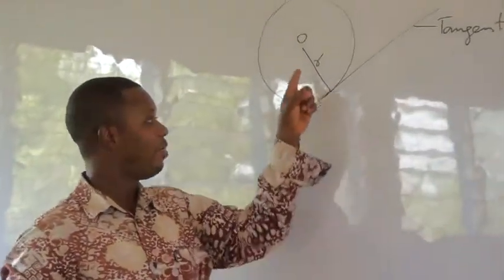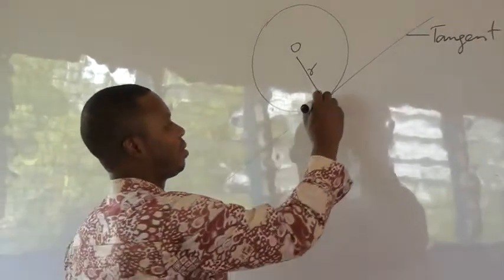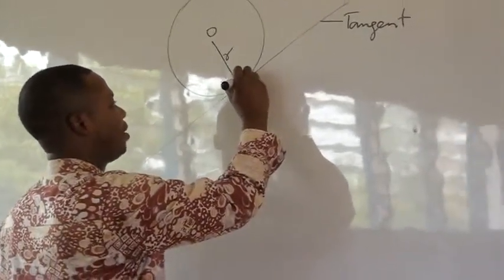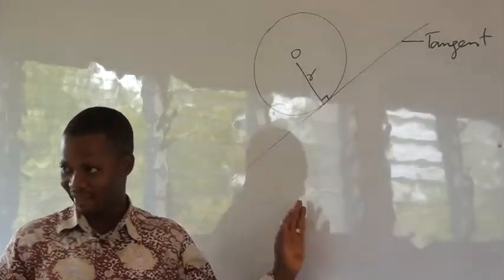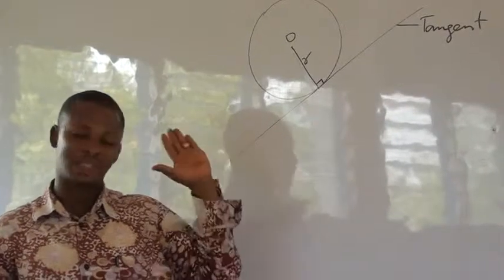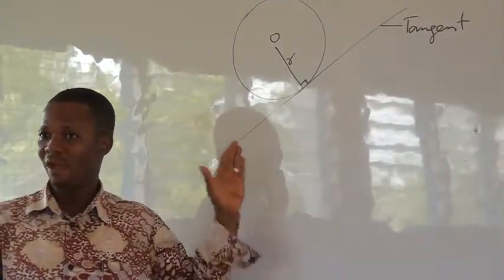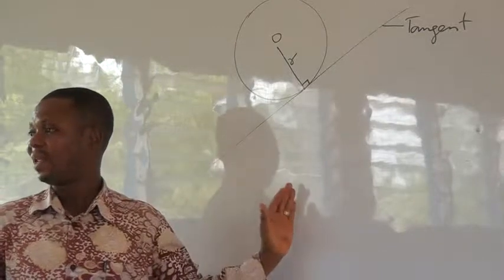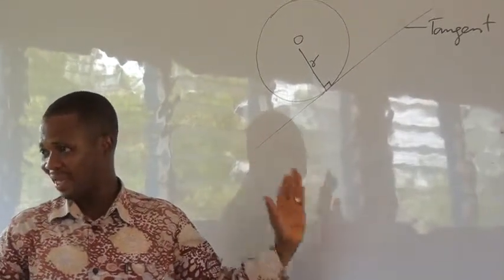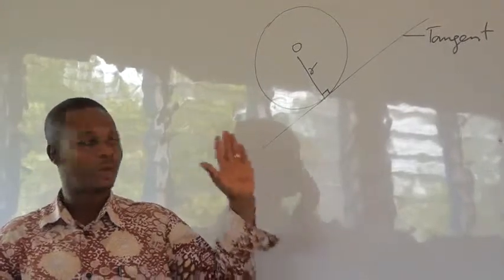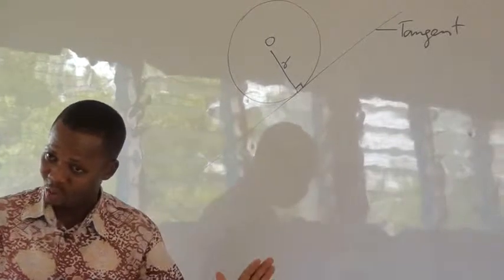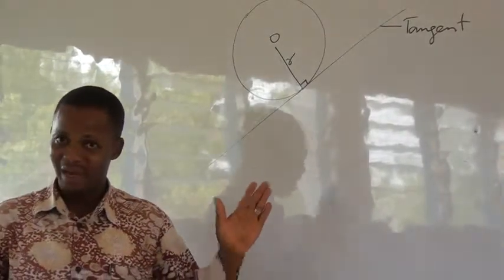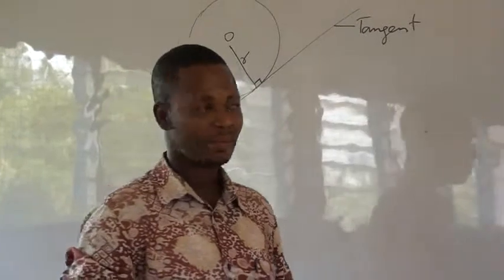The interpretation of the normalcy is that the radius is perpendicular to the tangent at the point of tangency. Meaning that the angle there is 90 degrees. So anytime you have a point of tangency and you draw a radius to the point of tangency, automatically it is normal to the tangent at the point of tangency. So the angle between the radius and the tangent at the point of tangency is always 90 degrees. Okay.